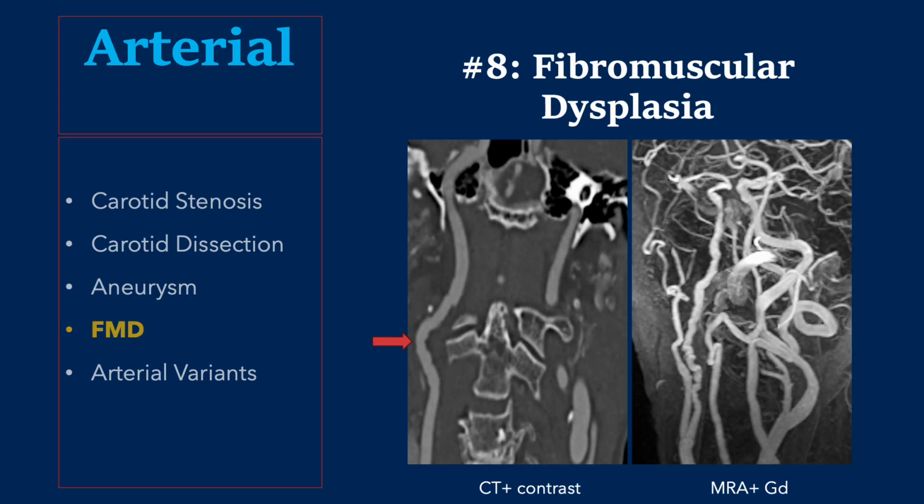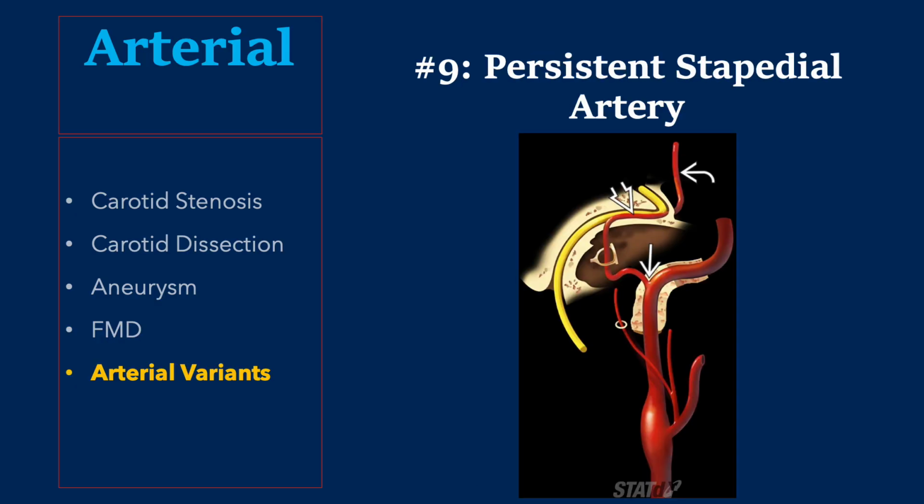This patient had multifocal beading of the carotid artery on the right on both CTA and MRA, consistent with FMD. So arterial variants that can lead to pulsatile tinnitus include a persistent stapedial artery. This is an anatomic variant arising from the ICA and passes through the stapes foramen.